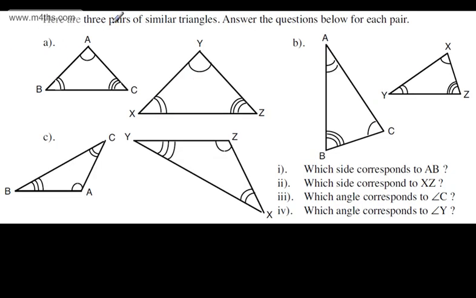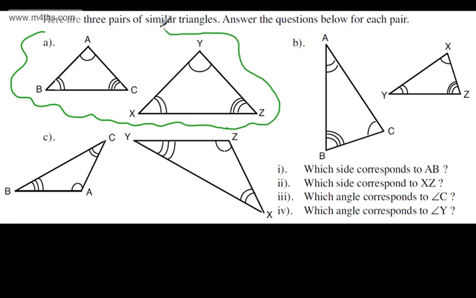Here are 3 pairs of similar triangles. Answer the questions below for each pair. So let's start with this pair here. This pair we're going to look at to begin with. We've got some questions down here, and we can go ahead and put these on.